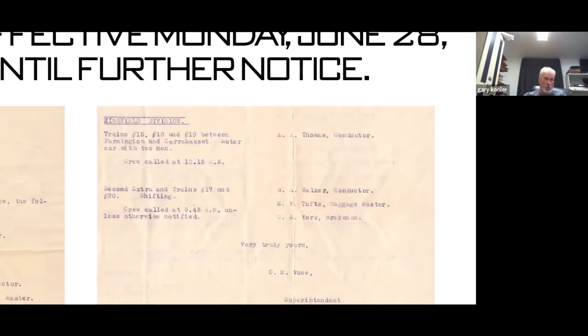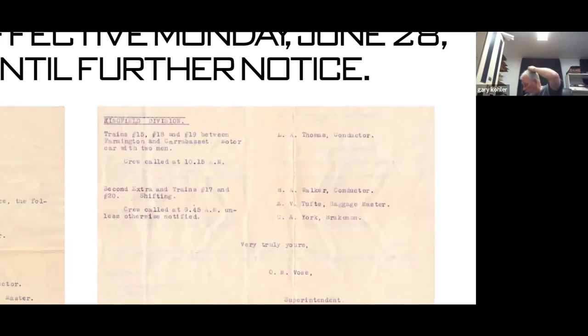And again, I don't know how they're... Are they differentiating the second extra and train 17? Because train 17 was a regularly scheduled train, if you go back to that timetable. So where's the locomotive assignment with the engineer and the fireman? Well, somewhere in my piles of stuff, and I can't find it at the moment.